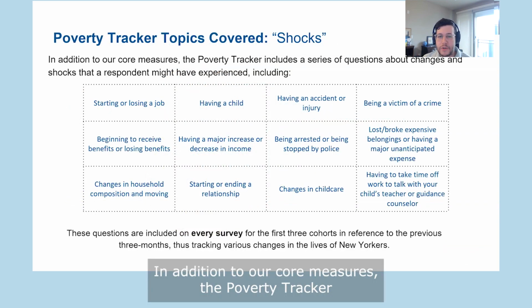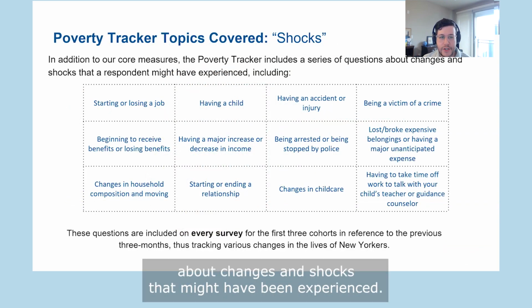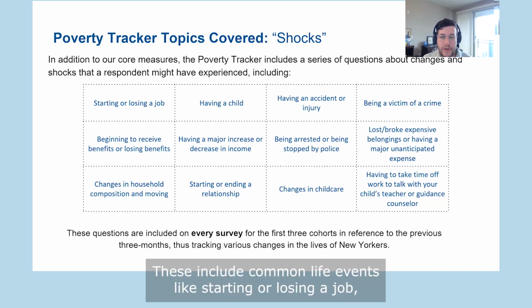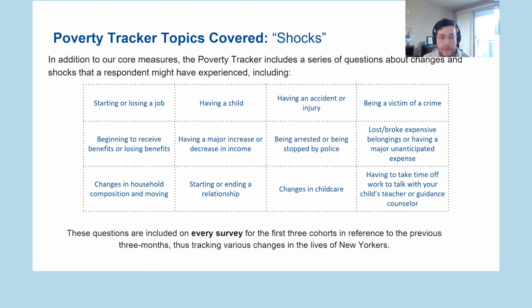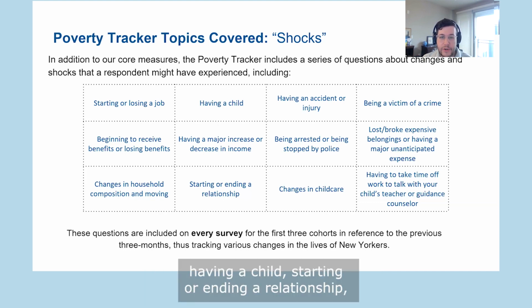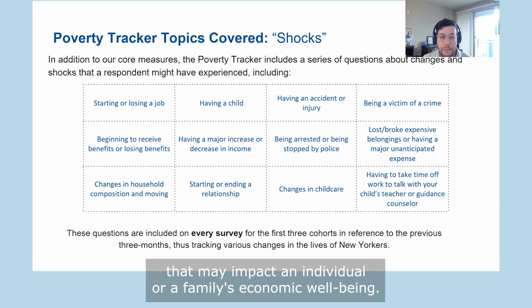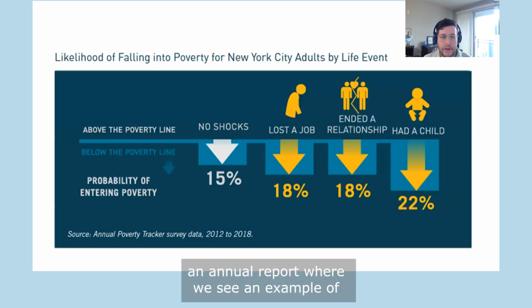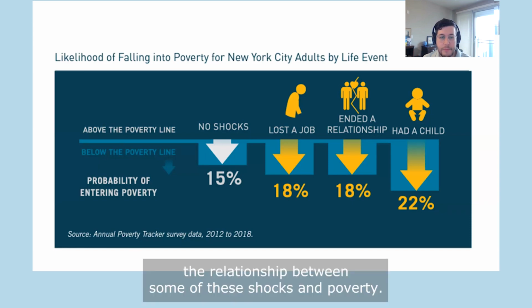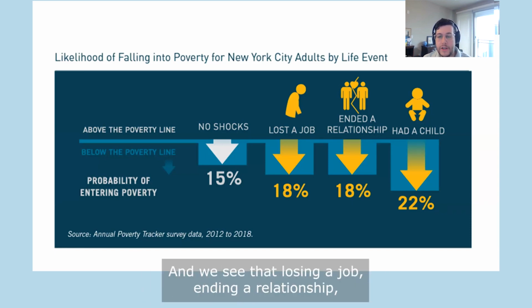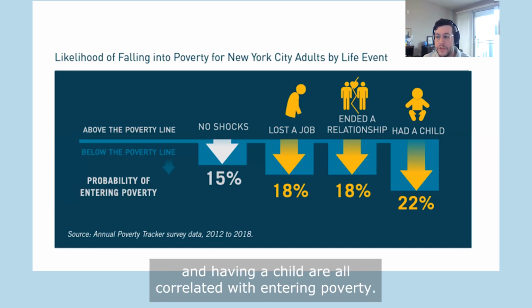In addition to our core measures, the Poverty Tracker includes a series of questions about changes and shocks that a respondent might have experienced. These include common life events like starting or losing a job, having a child, starting or ending a relationship, having benefits cut off, and other major life events that may impact an individual or family's economic well-being. And here's a finding from an annual report where we see an example of the relationship between some of these shocks and entrances into poverty. And we see that losing a job, ending a relationship, and having a child are all correlated with entering poverty.